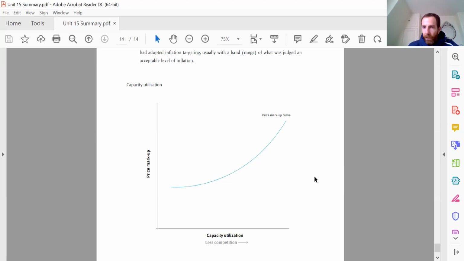So that's just another important consideration to have in mind, that the level of capacity utilization could have an influence on the inflation that we see.